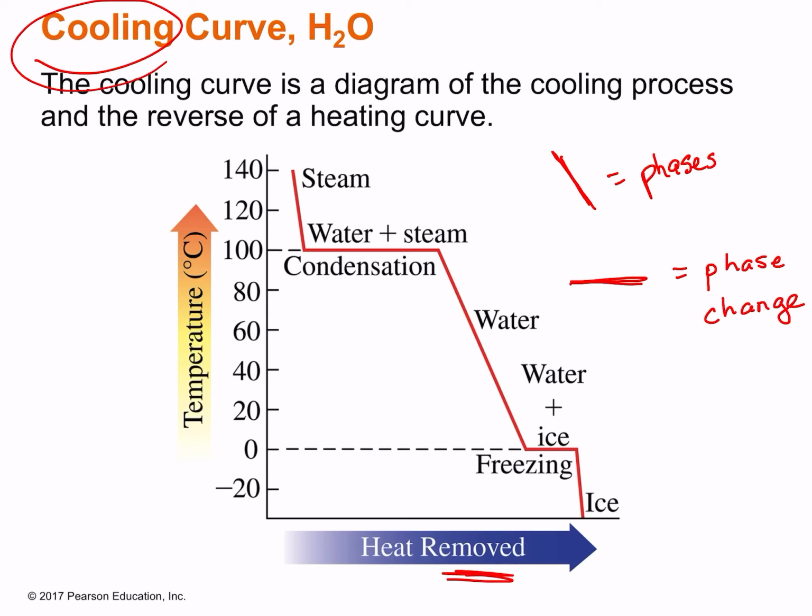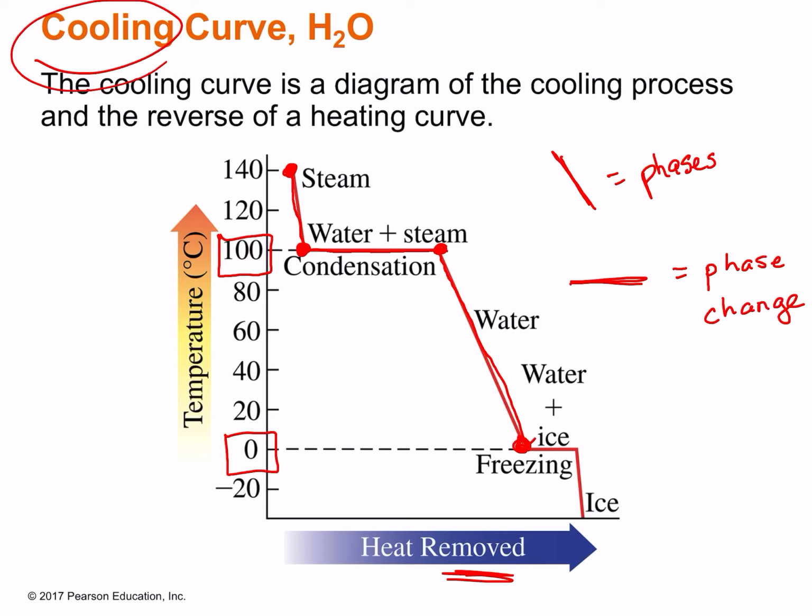So we're going to start off really hot. Here it starts off at 140, and it's steam until it cools down to 100. Again, we still have these big temperatures for water, 0 and 100. And it will cool down until it gets to 100, and then it will cause condensation. Your steam will turn into a liquid, and once all of your steam has turned into a liquid, then it will start cooling down again. And then it will cool all the way down to 0, right?